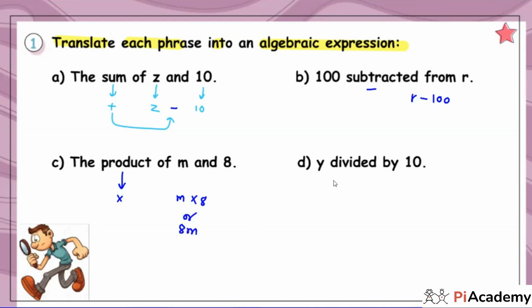So fine. Now let's talk about this one. Let's see who is going to answer this question. Kai, can you please tell me the last one? Y divided by 10 would be y, then the division symbol, then 10. Yes, like this, or you can write it like this, or anything. Both are fine. Very easy things, as I told you. This is just learning how you can convert the given words into the algebra format. So let's have the next page.